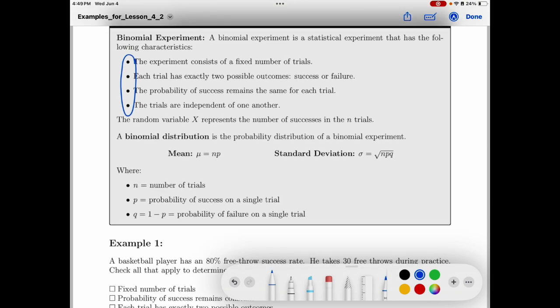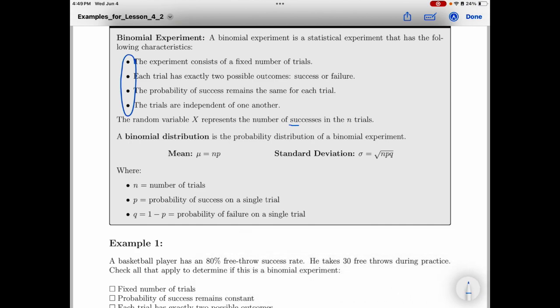So we have a variable x, and it represents the number of successes in the trial. So if you have x equal to 3, that means there were 3 successes out of, say, 20 trials, or whatever the number of trials is. Now, we have a binomial distribution, and that's the probability distribution that's made up of the binomial experiments.